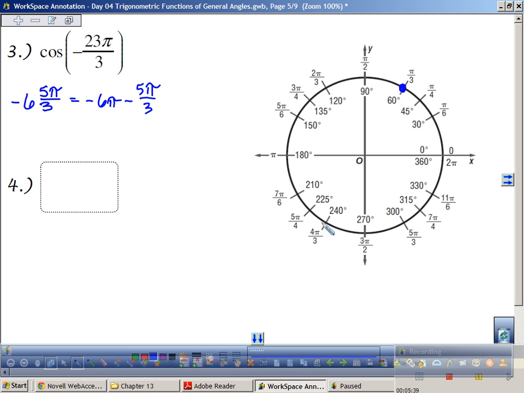Make sense? And if that doesn't make sense, you could just count. 1 pi over 3, 2 pi over 3, 3 pi over 3, 4 pi over 3, 5 pi over 3. So the reference angle for negative 5 pi over 3 is pi over 3. So this is pi over 3 or negative 5 pi over 3. What are my coordinates at this place? 1/2, root 3 over 2. Cosine means x. What's my x coordinate? 1/2.